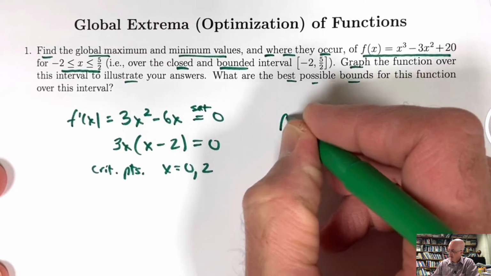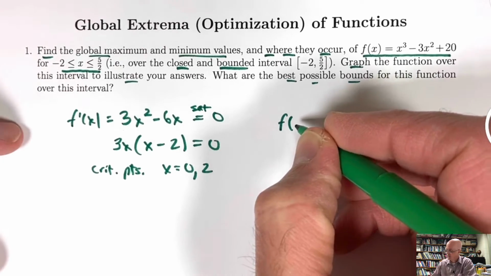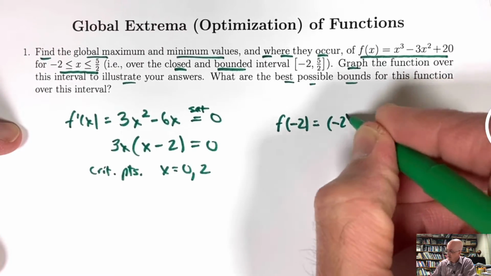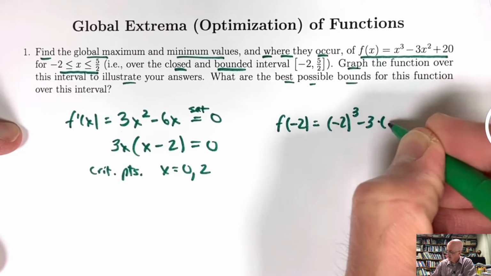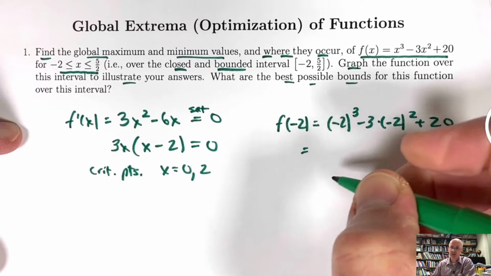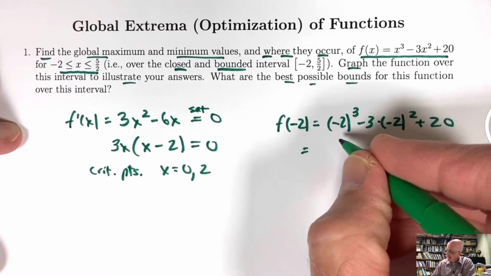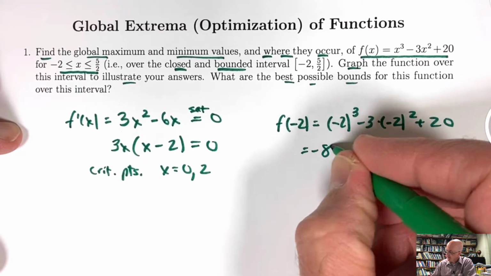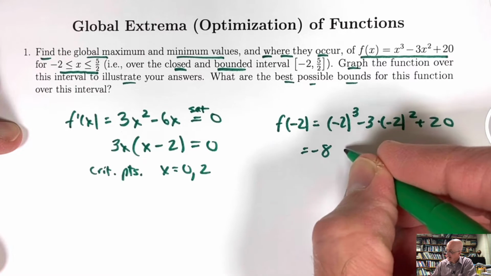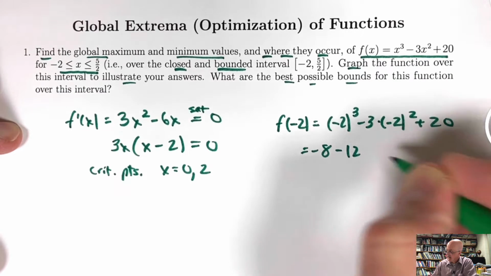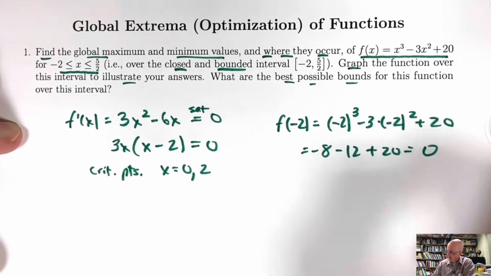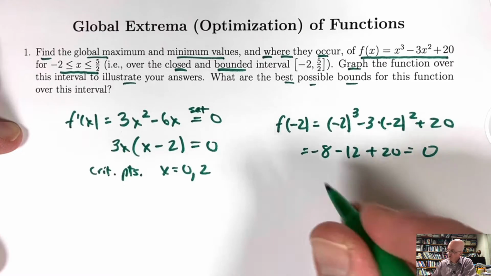So we'll start with the leftmost endpoint, -2. Plug that into the function. We're going to get -2 cubed minus 3 times -2 squared plus 20. We will check our answers, by the way, with technology here. -2 cubed is -8. -2 squared is +4 times -3 is -12. And then add 20. And lo and behold, you get 0 here. That is the value of the function at -2.